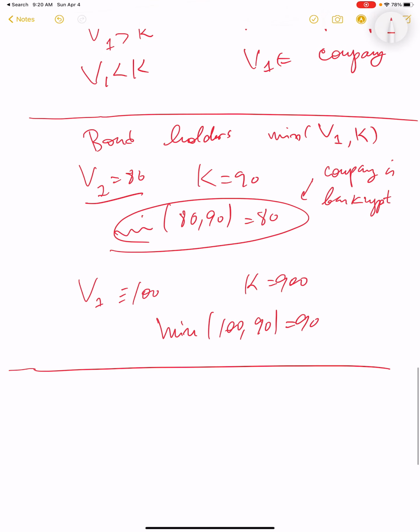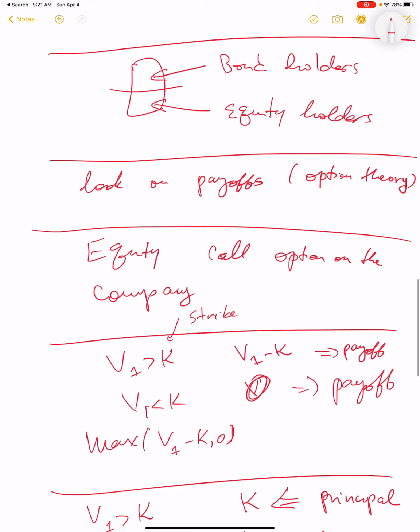And in the other case, let's say V1 equals 100, but this is at maturity, this is important, and K equals 90. The minimum of 100 and 90 is 90. So you basically pay off the debt. So that is the explanation in a nutshell.